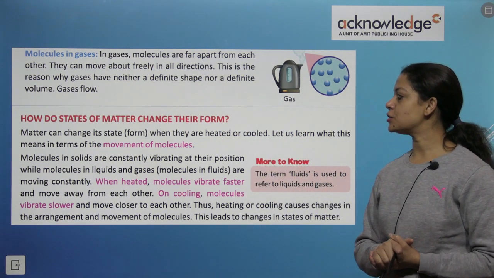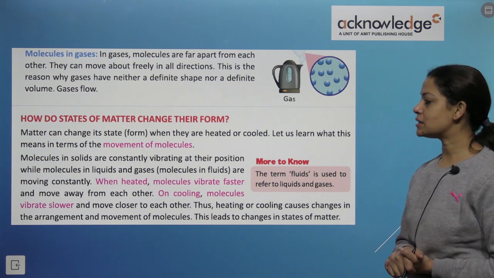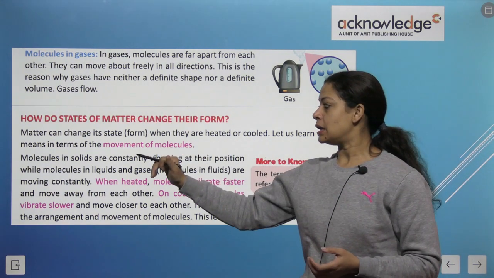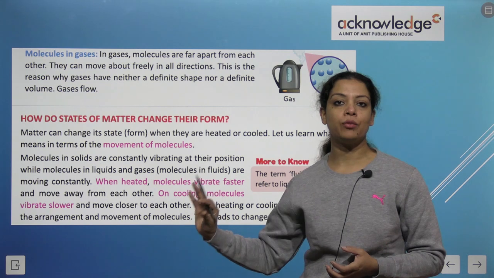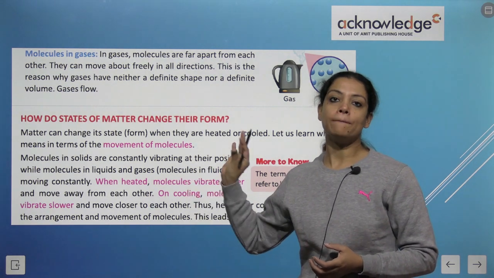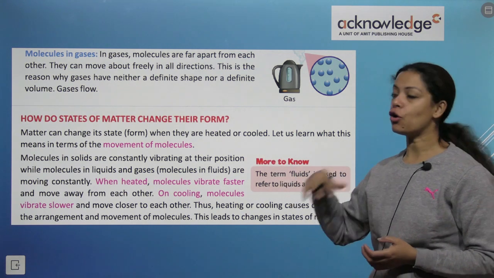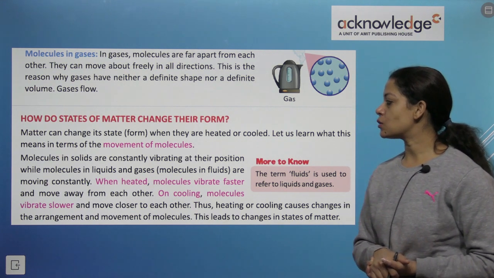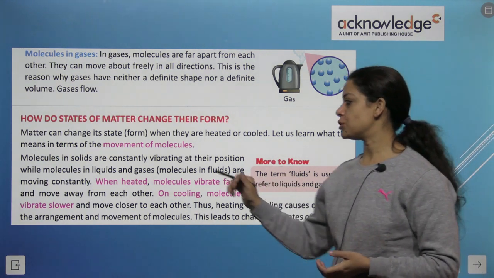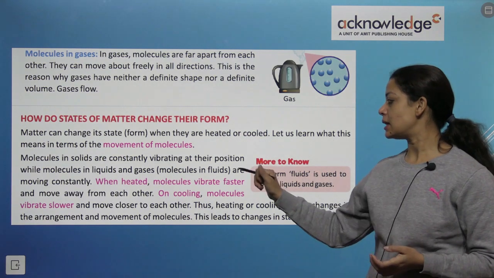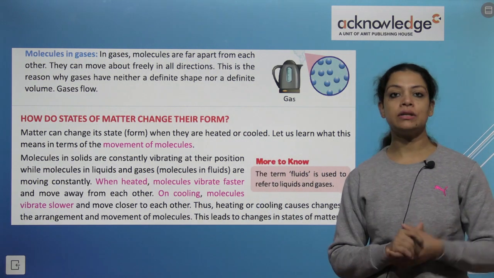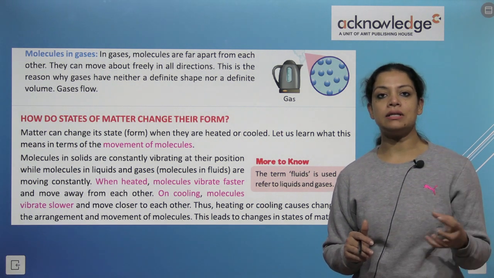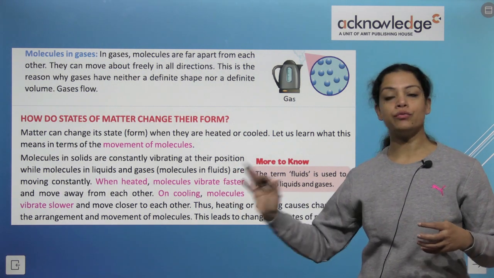How do states of matter change their form? Matter can change its state or its form when it is heated or cooled. So let us see. Now it means the movement of molecules. So this is what we understand by movement of molecules. When we heat or cool the matter, it changes its form. Molecules in solids are constantly vibrating in their position, while molecules in liquids and gases, that is in any kind of fluids, are moving constantly. Correct? So in solids they vibrate because they cannot move, whereas in liquids and gases they move freely and are moving constantly.